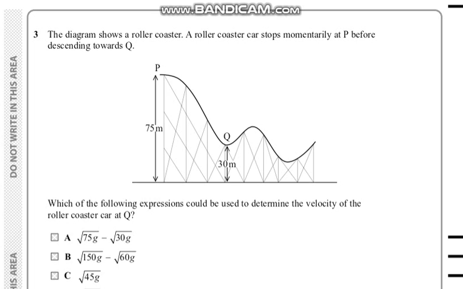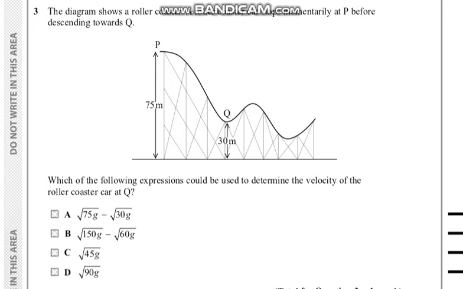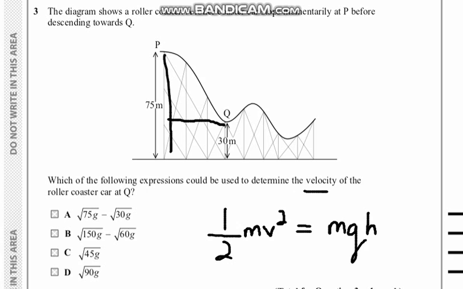Third question is, the diagram shows a roller coaster. A roller coaster car stops momentarily at P before descending towards Q. And the question is, which of the following expressions could be used to determine the velocity of the roller coaster car at Q? By asking us the velocity and giving us the height, the only thing that comes to mind is kinetic energy equal to potential energy. There you go, I've set them equal, and we have to find the velocity.